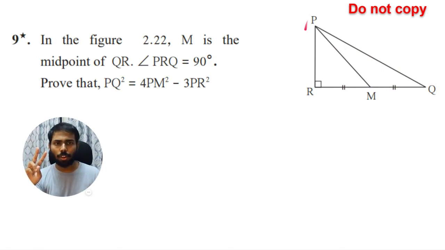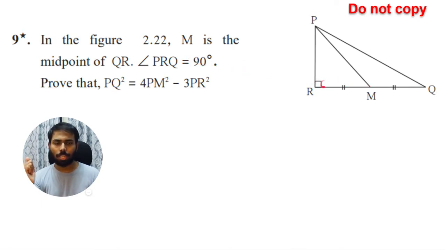एक triangle तो है छोटा वाला PRM. This is the smaller triangle, smaller right angle triangle. The second and the bigger right angle triangle is PRQ. So दो right angle triangle है. Okay, that's what I've observed till now. Then M is the midpoint of QR. So QR यहाँ पे है base of the bigger triangle.